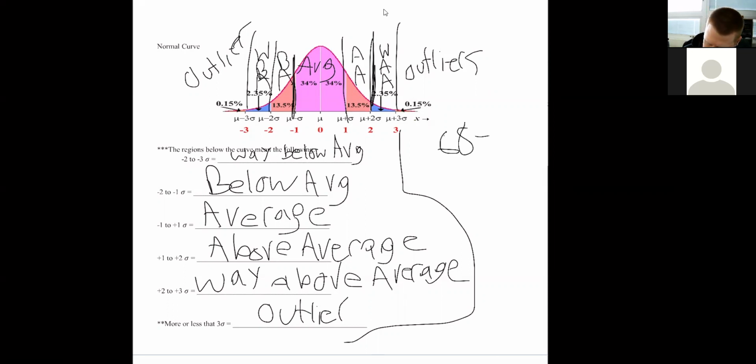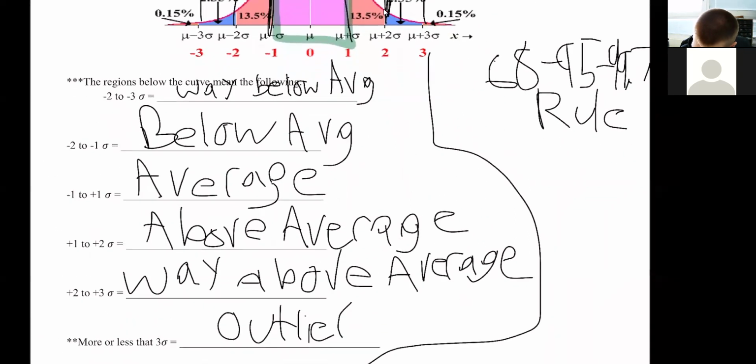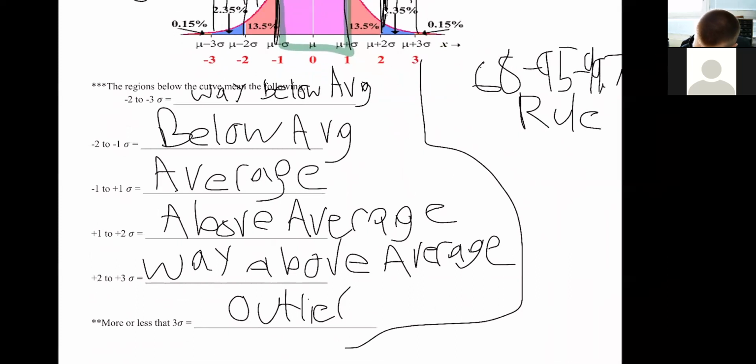Another rule is called the empirical rule, or most books are going to just call it the 68, 95, 99.7 rule. What this rule tells you is, and I'll try my best, let's use a different color. If you're between 1 standard deviation on both sides of your mean, let's see if I can write this.